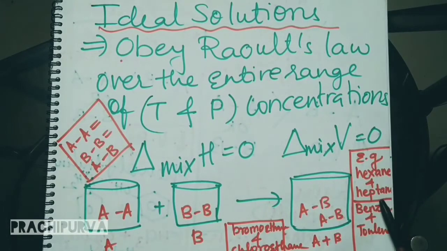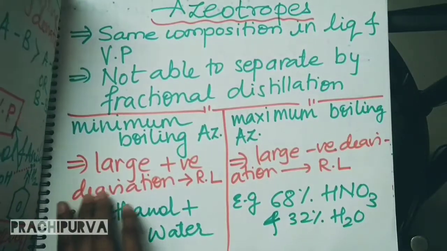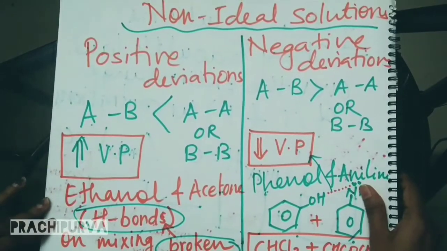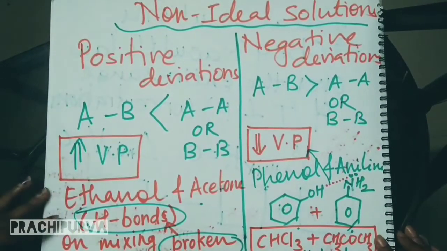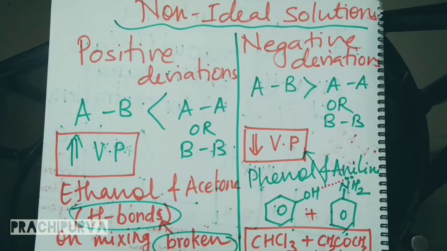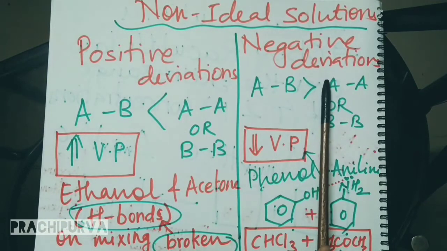Examples are hexane heptane together, benzene toluene together, bromoethane and chloroethane. So this is all about ideal solution. Next, let's move towards non-ideal solution. Alright, so this is non-ideal solutions. So in non-ideal solution, we have 2 types. One is positive deviation and one is negative deviation.